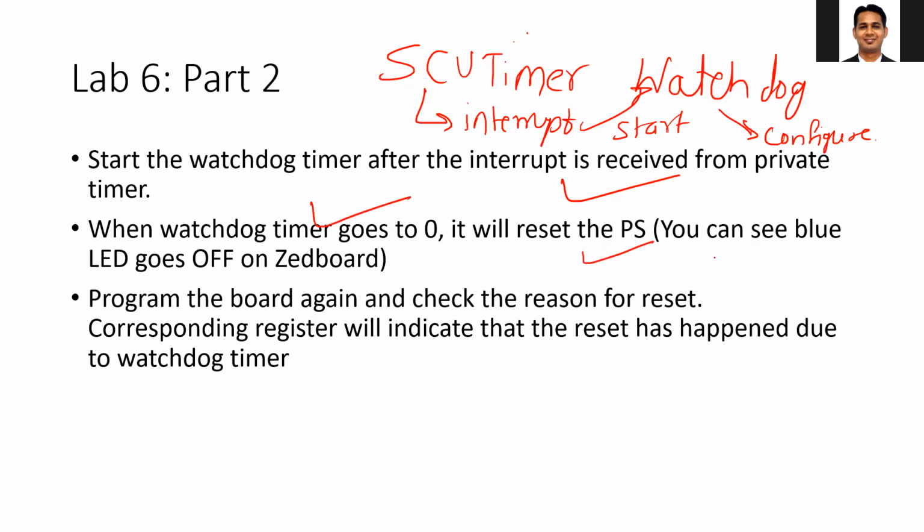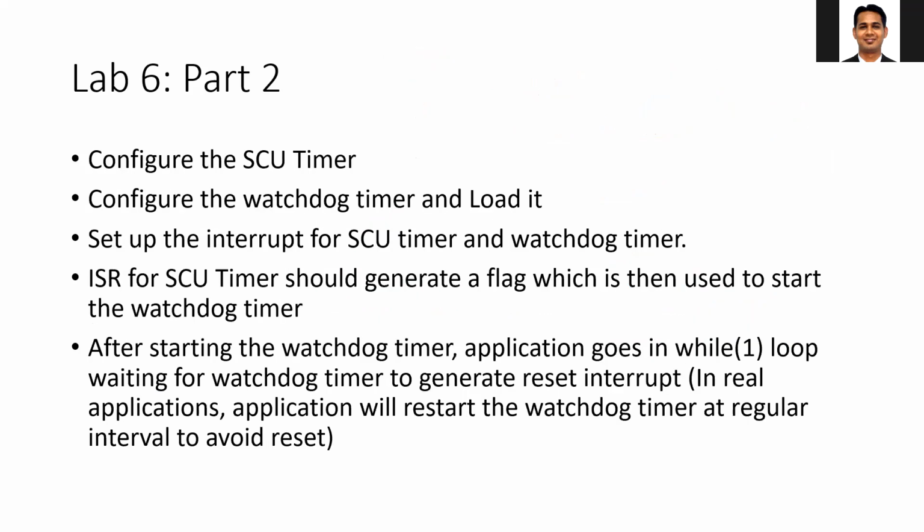You can see that the blue LED, which I showed in the previous lab, goes off on the Zboard if you have physical access to the board. Then we need to program the board again by our regular process, and at the beginning of our main application code, we will read the status of that register. From that we will know whether the corresponding reset happened because of the watchdog or because of some other unit. Okay, so the process remains the same.